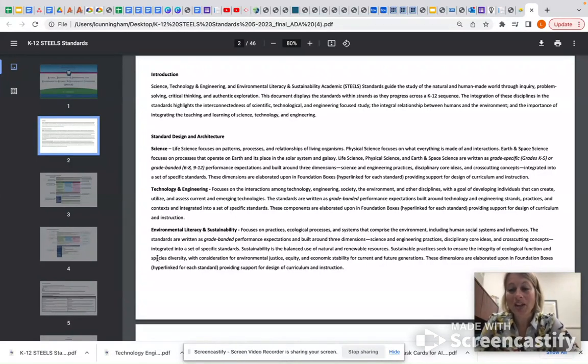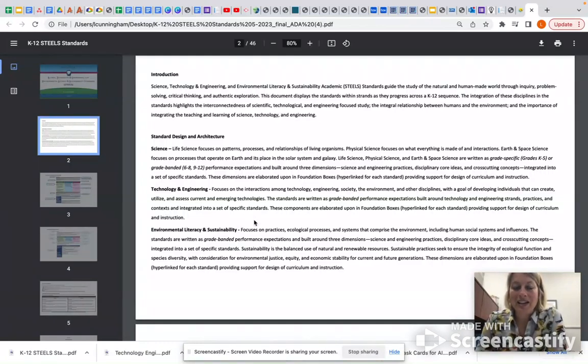So some of the big takeaways that I'm seeing from this introductory document here are that, 1, we have standards that are written as performance expectations. So you might see the standards as standards, or you might see them referenced as performance expectations. They are interchangeable and they mean the same thing.